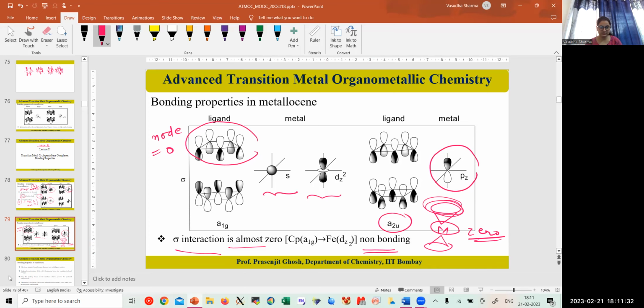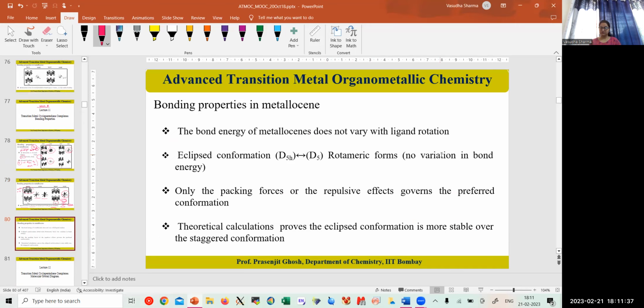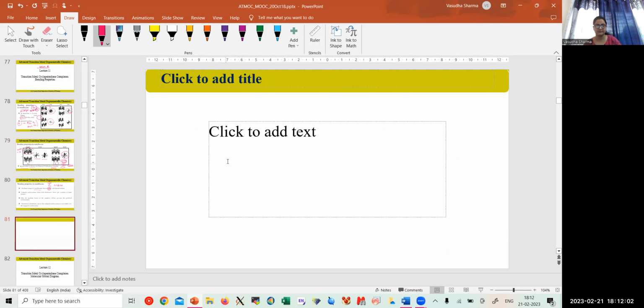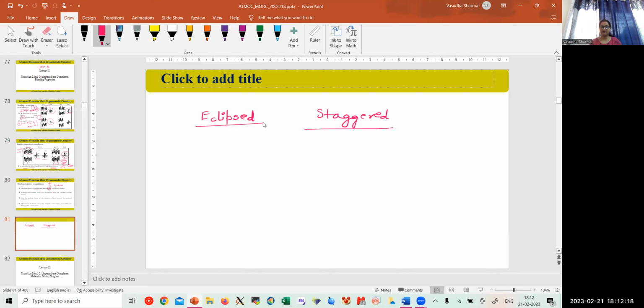Followed by this, there are a few points regarding the bonding properties in metallocene. So we go one by one. The bond energy of metallocenes does not vary with ligand rotation. For example, if I take the case of ferrocene, it can possibly form this eclipsed structure. Let me draw another slide. So normally we come across eclipsed and staggered, where the two Cp rings have 0 degrees phase difference, and here it is 180 degrees.